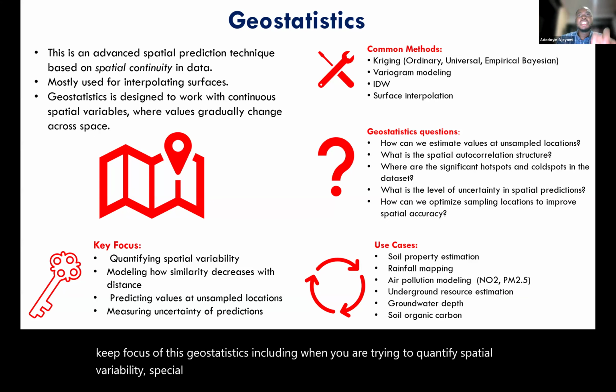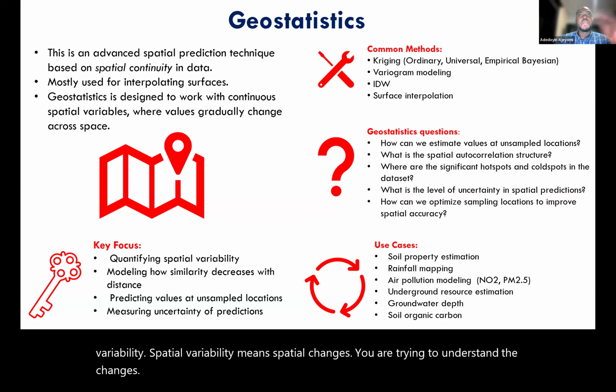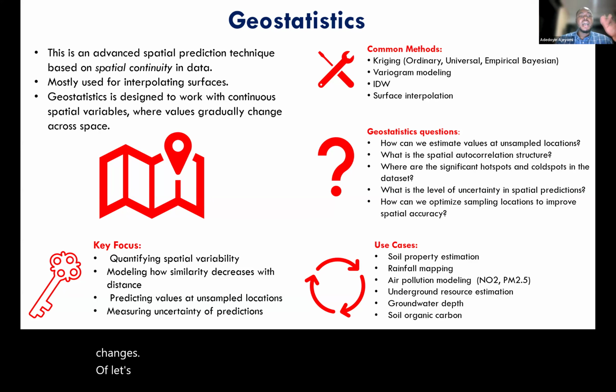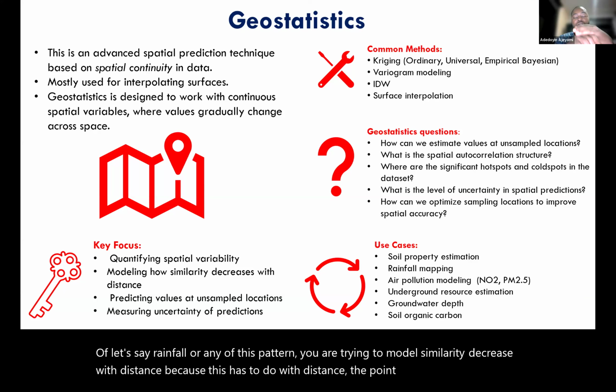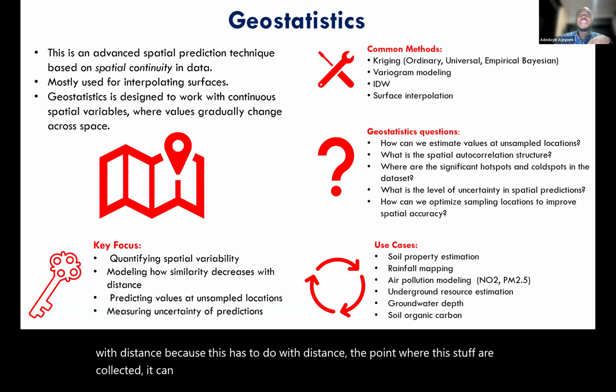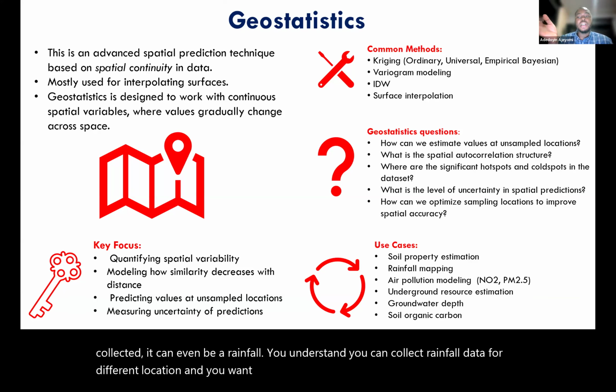You are trying to understand the changes of, let's say, rainfall or any of this pattern. You are trying to model similarity decrease with distance, because this has to do with distance, the point where this stuff are collected. It can even be rainfall. You understand? You can collect rainfall data for different locations, and you want to use it to create a bigger map for Nigeria or something.